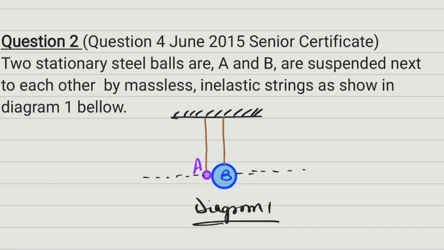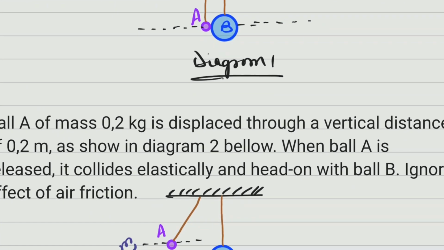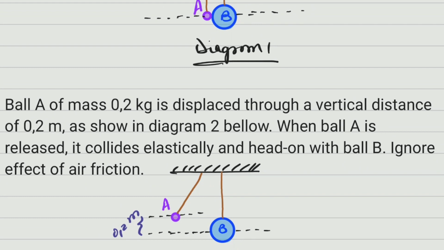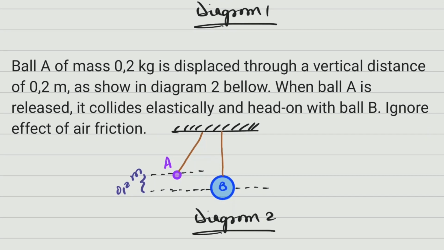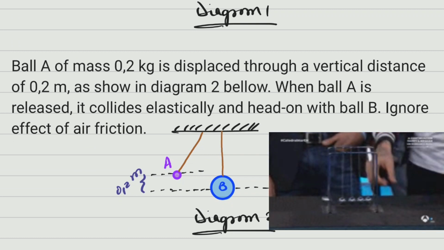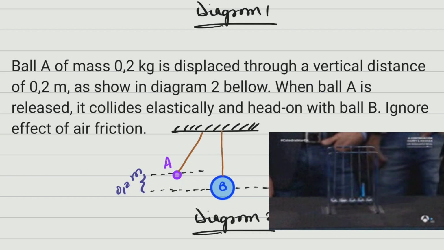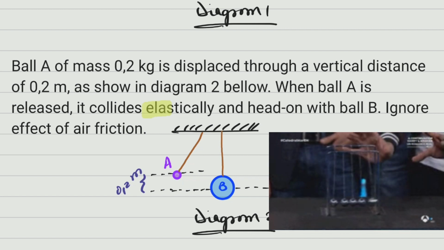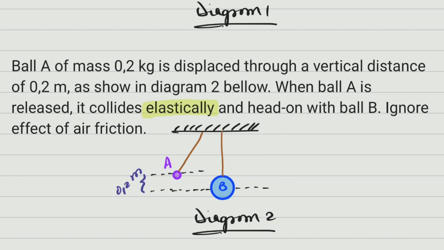So there is the diagram, you have ball A and B, and they are just hanging from the roof of somewhere. Ball A of mass 0.2 kilogram is displaced through a vertical distance of 0.2 meters as shown in the diagram. When ball A is released, it collides elastically, and that is an important thing here. The collision is elastic and head on with ball B. Ignore the effect of the friction.